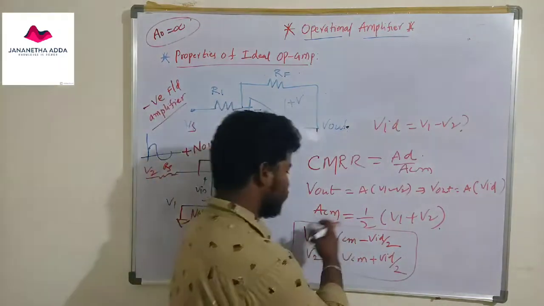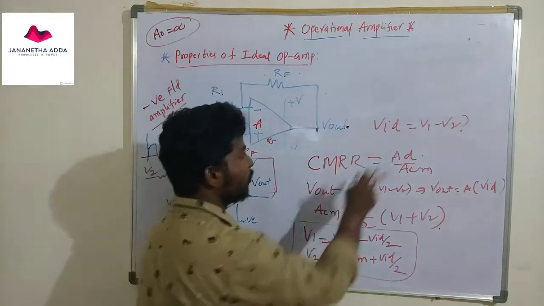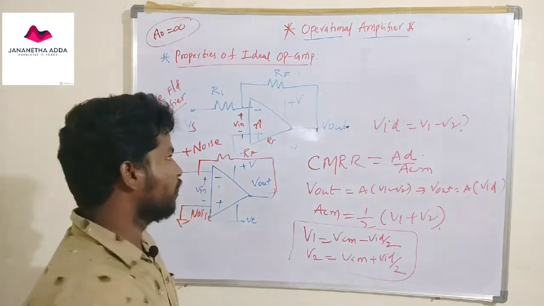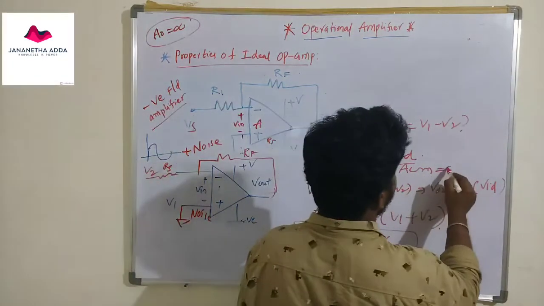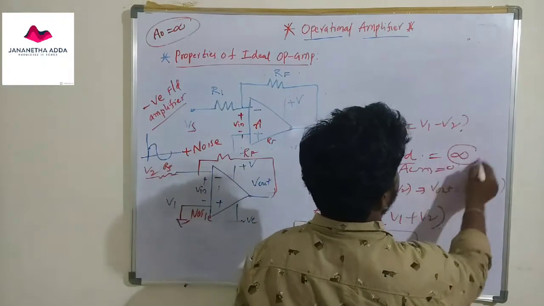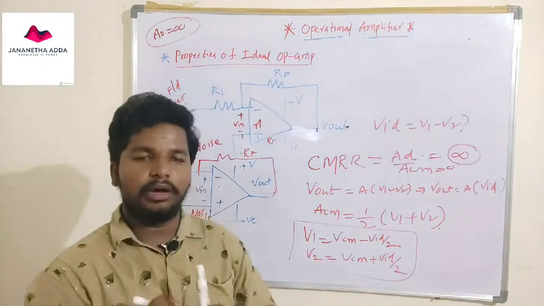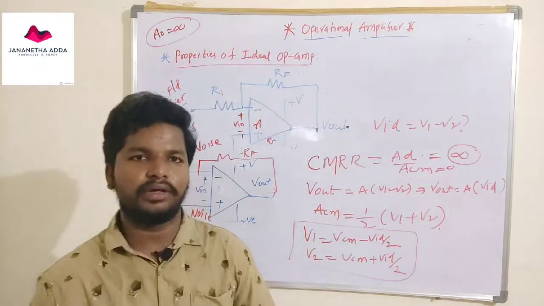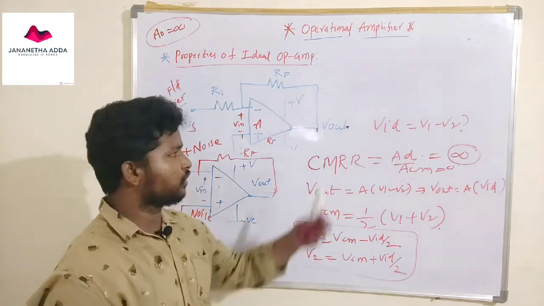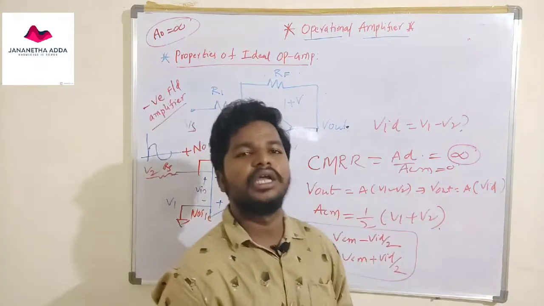If I do VID equal to V1 minus V2, then the common mode signals will be eliminated. Because of that, the common mode gain will be equal to 0, so we will get CMRR equal to infinite. For an ideal operational amplifier, the common mode gain of a signal is equal to 0, and because of that, the common mode rejection is infinite.